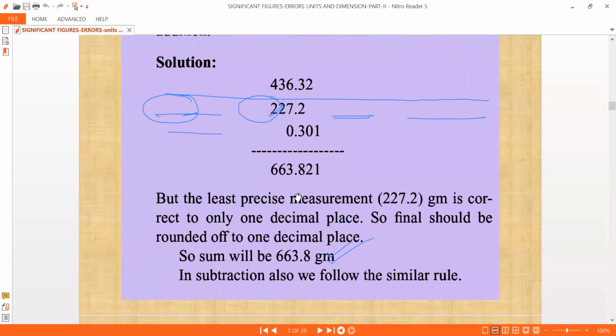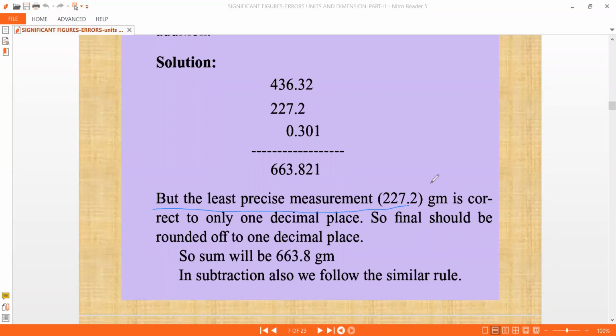Now what does it say? The least precise measurement is 227.2. That means we are not confident of any decimals after the first, so the result is correct only up to 1 decimal place. So the final result should be rounded off to only 1 decimal place. This 21 will go off, and 663.8 only will come into the picture. The subtraction also follows the same kind of rule.